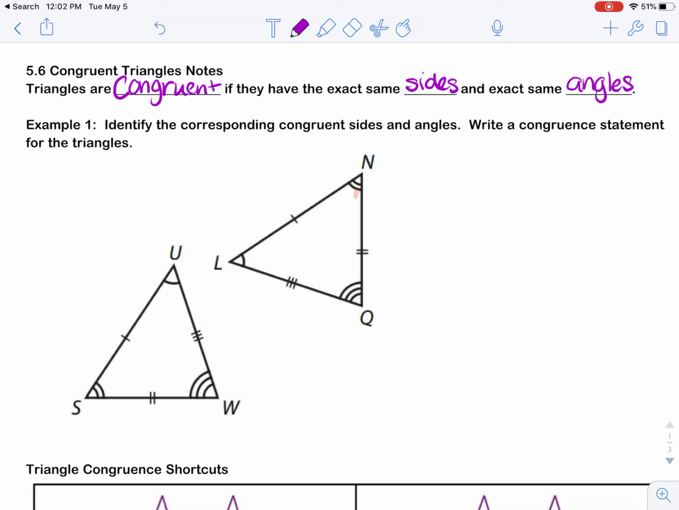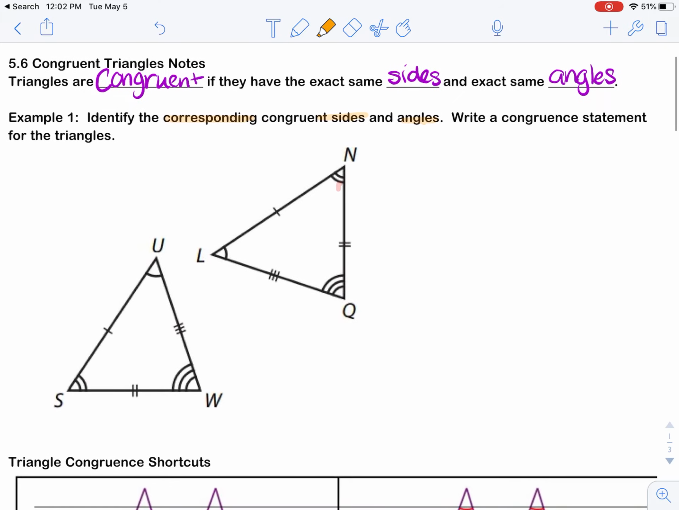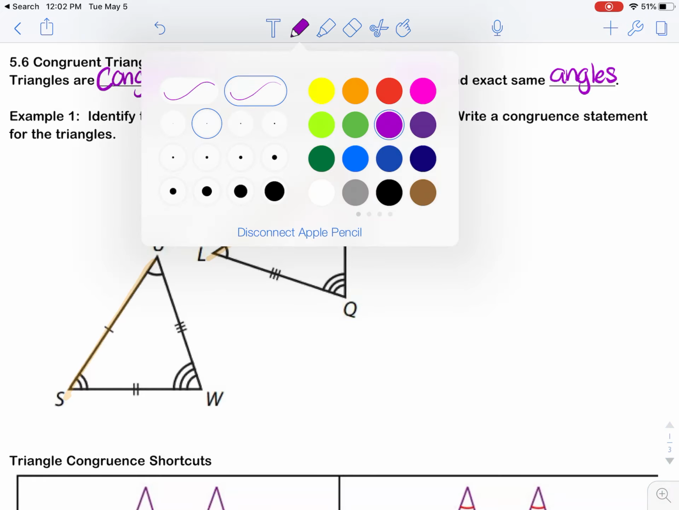So if I look at number 1, it says identify the corresponding congruent sides and angles. Write a congruent statement for the triangles. So we're going to find the corresponding sides and angles first. I'm going to start off with the sides. If you notice, there are markings on all of the sides and they have different amounts. I'm going to start off with the ones that have one dash on them. We call those tick marks.